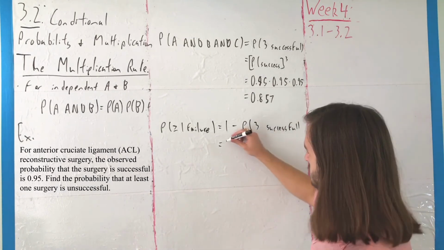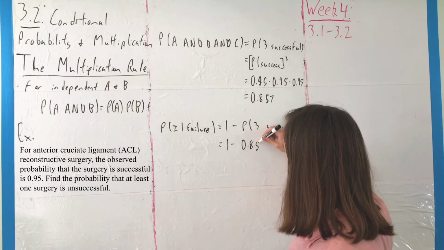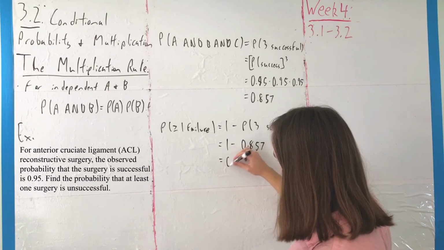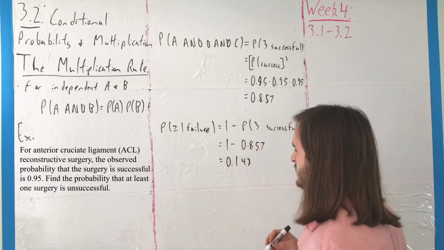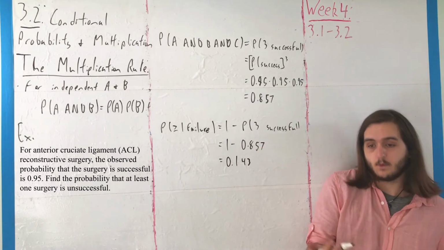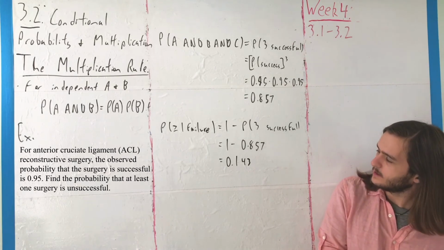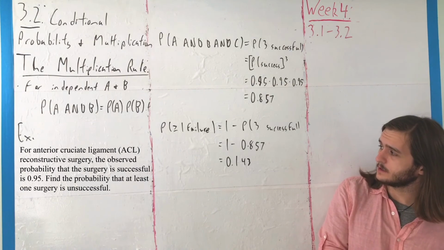Which here would mean the probability we want is just 1 minus 0.857, or 0.143. So there's about a 14% chance of getting at least one failure out of 3. It's still pretty good as far as probability goes for a major surgery.